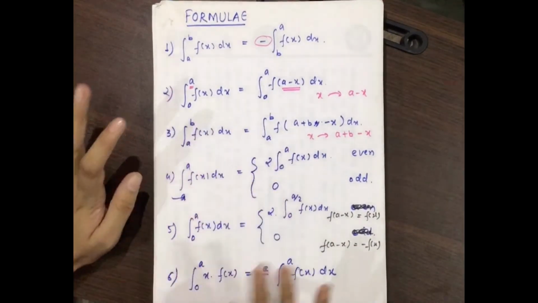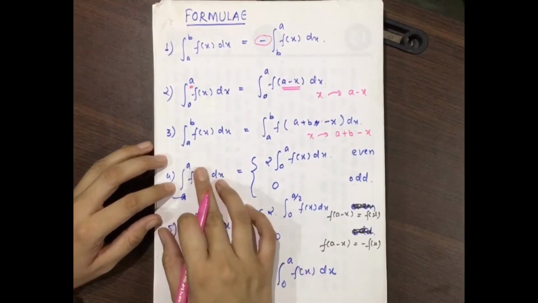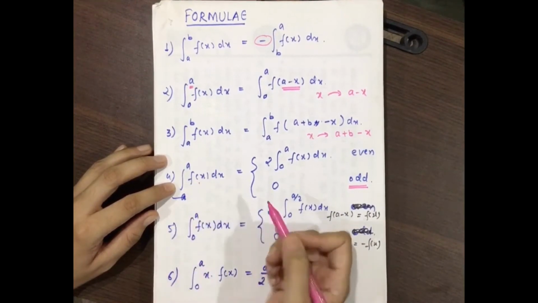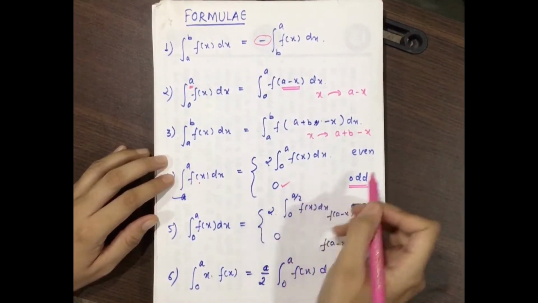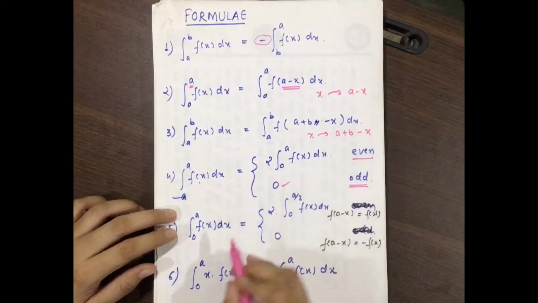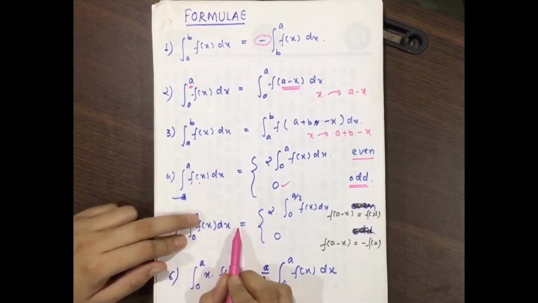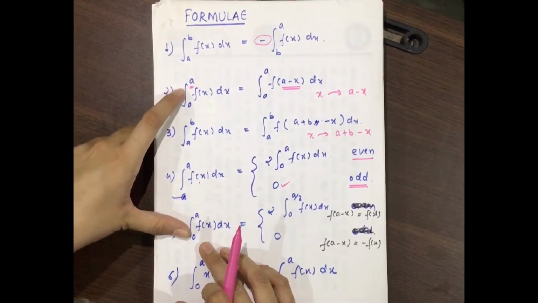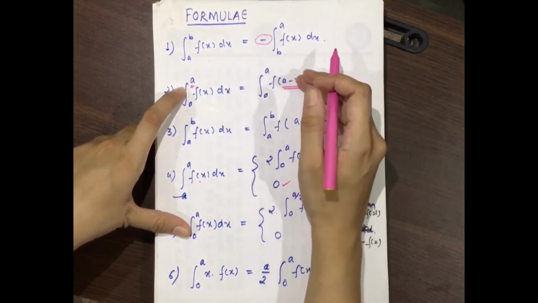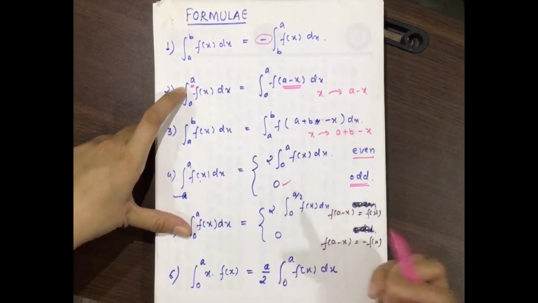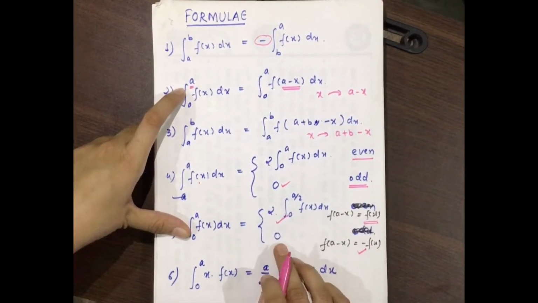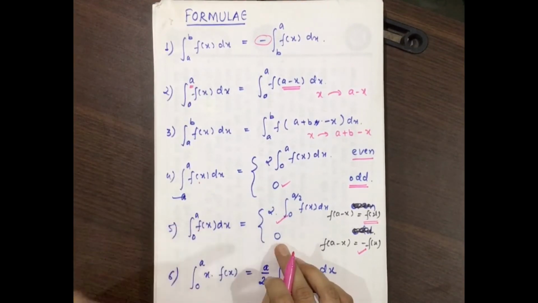Now let's come to the fourth formula. It is, if the limit is -a to a, so if the function is odd, then the answer is 0, and if f(x) is even, then it will be 2 times the integral with the limit changed to 0 to a. Now the fifth is, if the limit is 0 to a of f(x) dx, so from the second formula, f(x) is converted to f(a - x). So here, if f(x) and f(a - x) are equal, then we can write 2 times the integral from 0 to a/2 of f(x) dx, and if it is minus, then it will be 0.